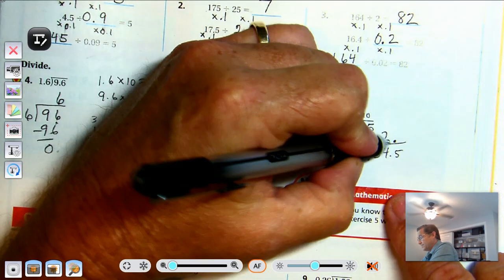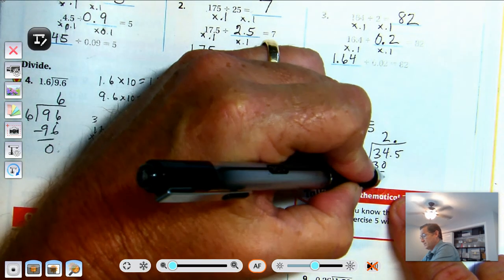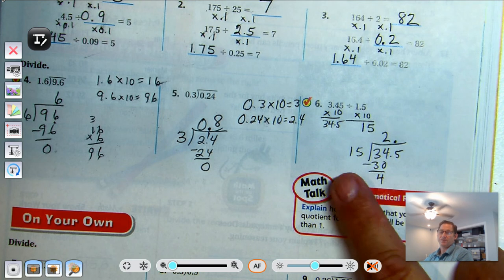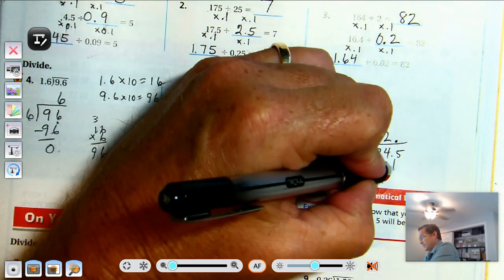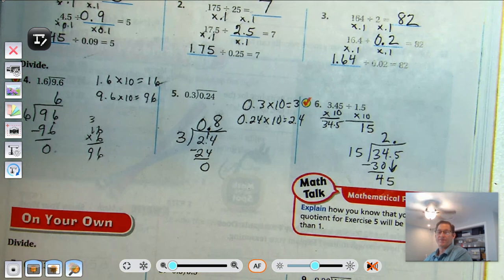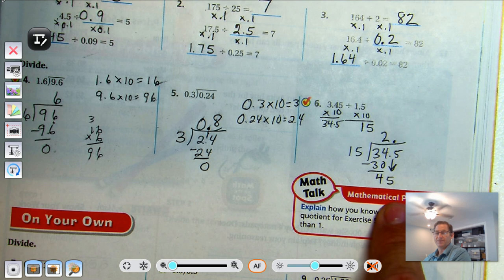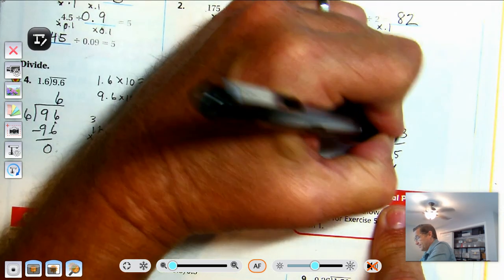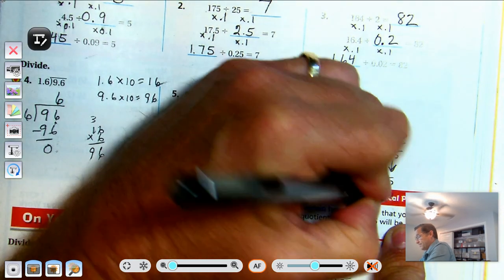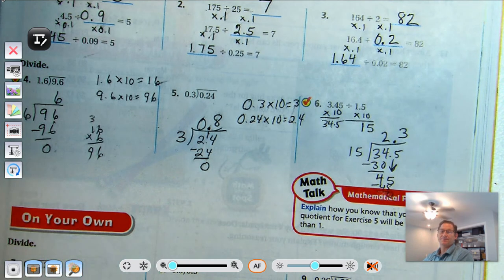15 times 2 is 30. Subtract, we're left with 4, which can't be shared with 15. So let's bring down the 5 tenths. 45 divided by 15. Well, 15 times 2 is 30. I just need one more 15. So 3. So 2 and 3 tenths.